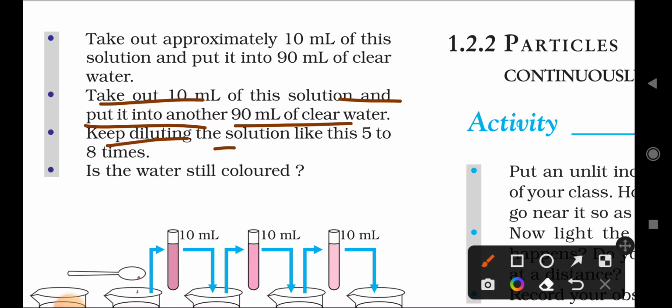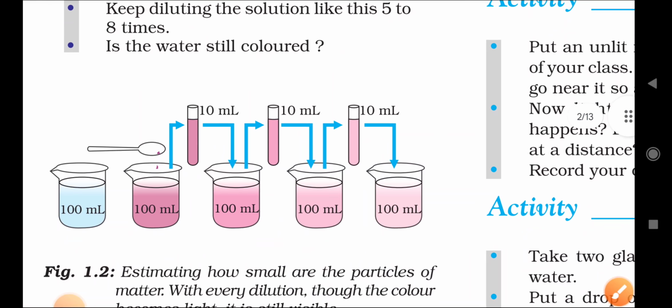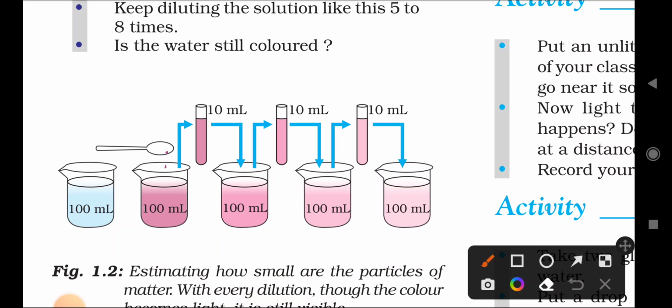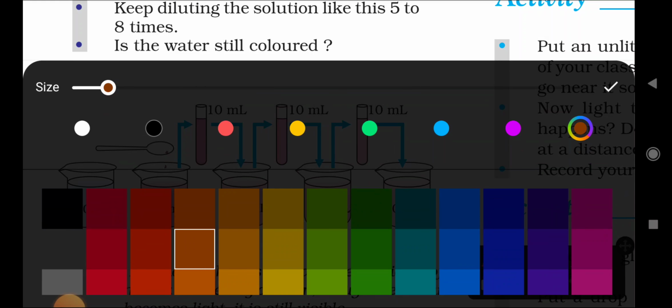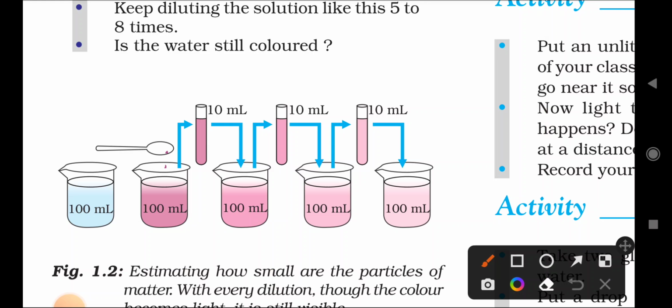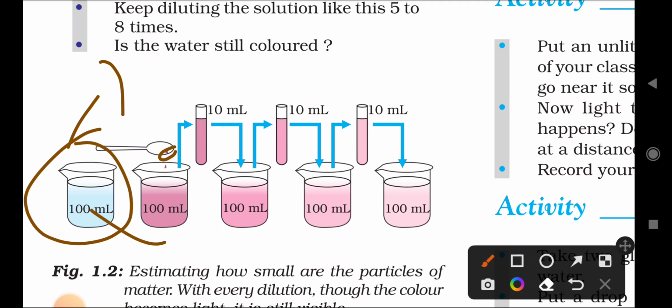Keep diluting the solution like this 5 to 8 times. Is the water still colored? This is a simple experiment. First you take 100 ml of clear water. In that we add 2-3 crystals of potassium permanganate, KMnO4.